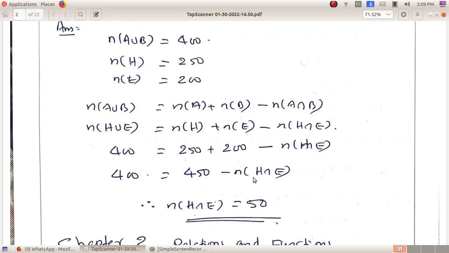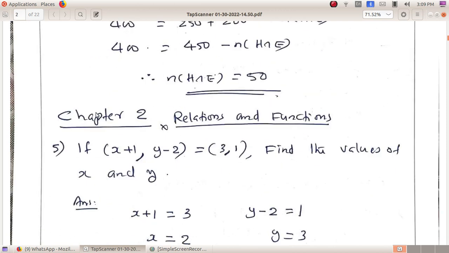Number of students who are able to speak both Hindi and English equal to what? 50. That is all about the question. Then we are going to the next chapter, chapter 2, relations and functions.